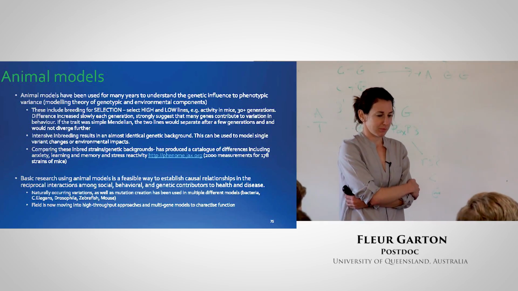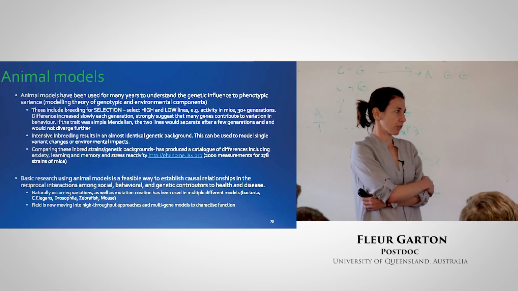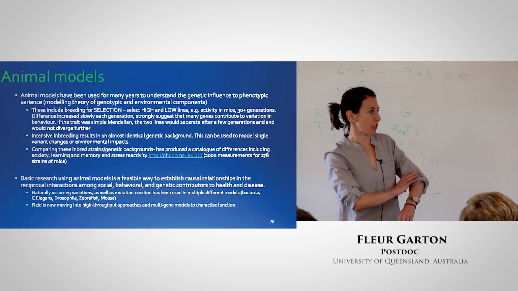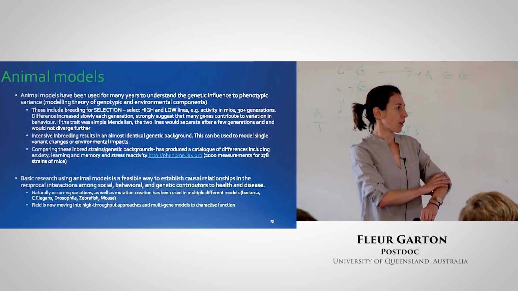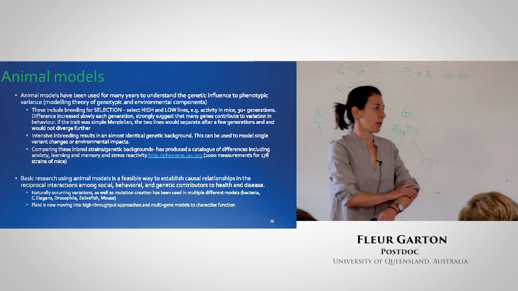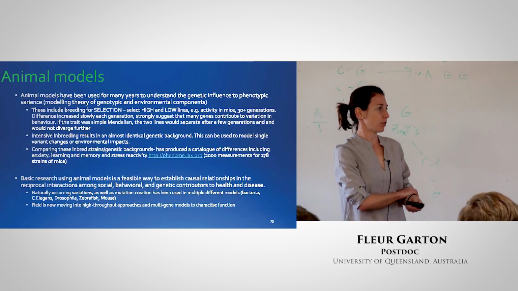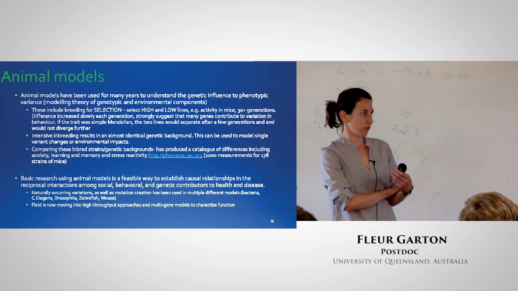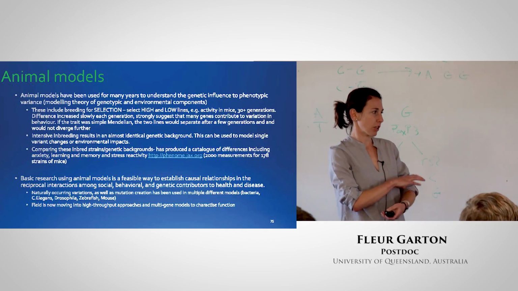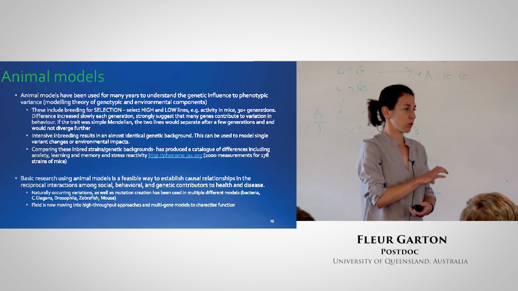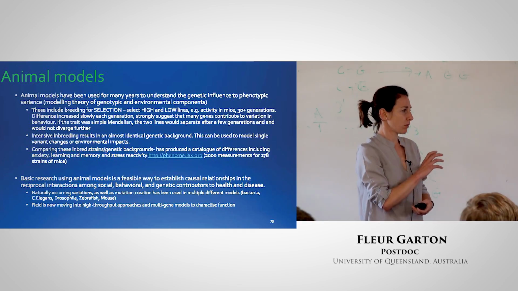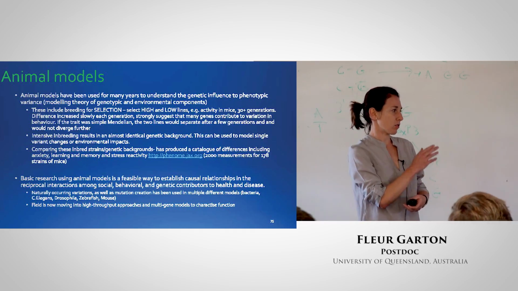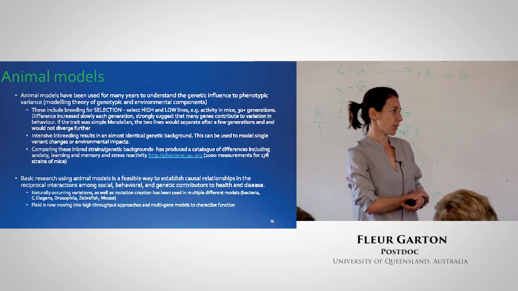Okay, so basic research using animal models is a feasible way to establish causal relationships, and in the reciprocal interactions among social, behavioural and genetic contributions to health and disease. So there's naturally occurring variations as well as mutation creation, and this has been done in multiple different models, so not just mice but also things like bacteria, C. elegans, which I'll talk about, Drosophila, zebrafish and mice.